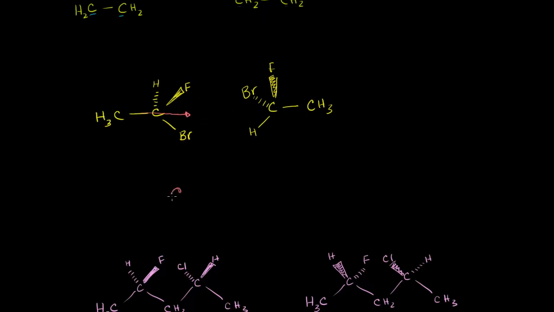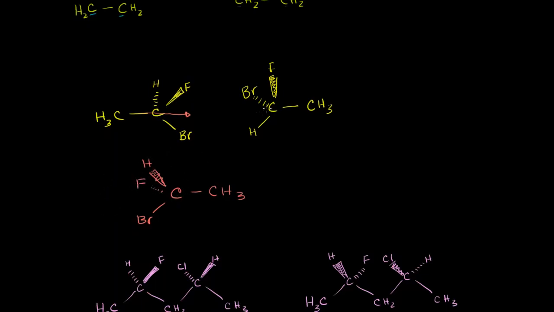I would have the carbon, this carbon here. I would have the methyl group on that side now. And then since I flipped it over, the bromine was in the plane of the page. It'll still be in the plane of the page. But since I flipped it over, the hydrogen, which was in the back, will now be in the front. The hydrogen will now be in the front, and the fluorine will now be in the back because I flipped it over. So the fluorine is now in the back.